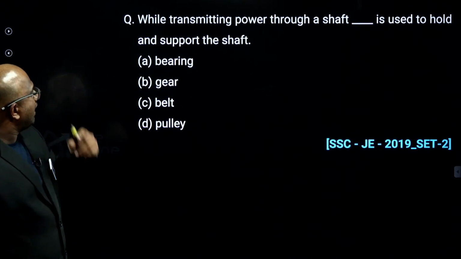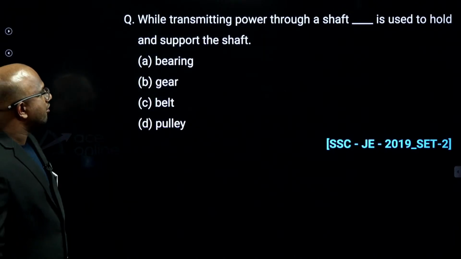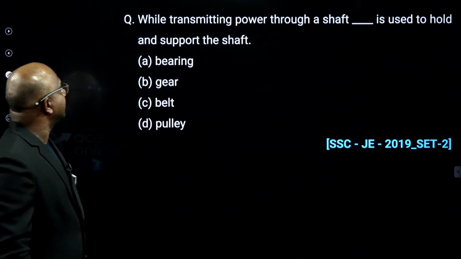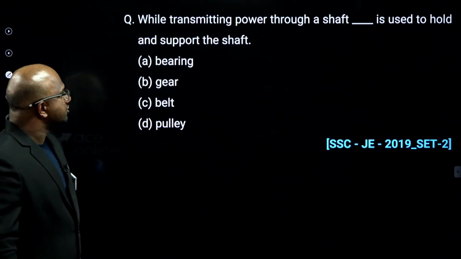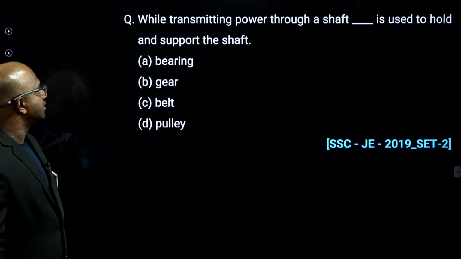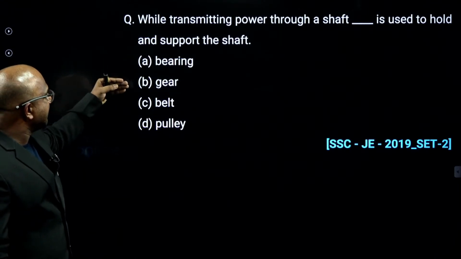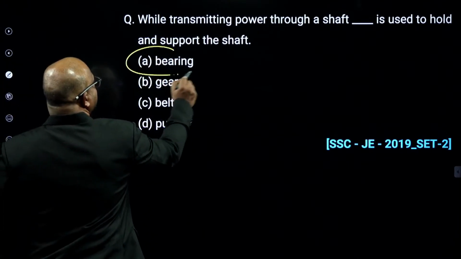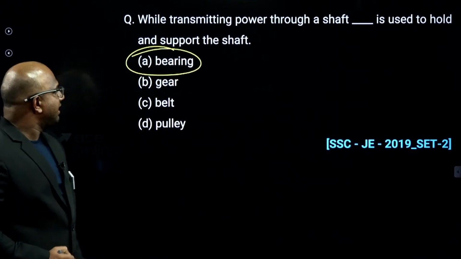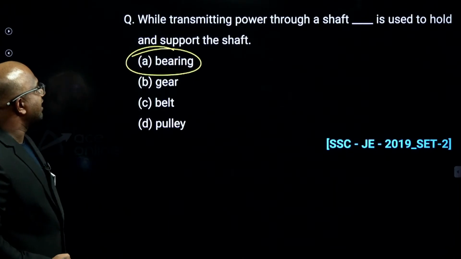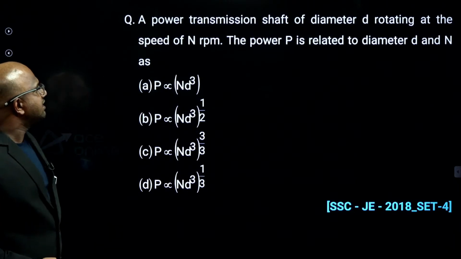Now, while transmitting power through a shaft, dash is used to hold and support the shaft, guys. Bearing, gears, belt, pulley. It is bearings, nothing but a bearing itself, guys. Now, please go to this question.